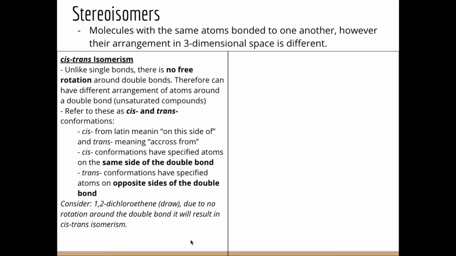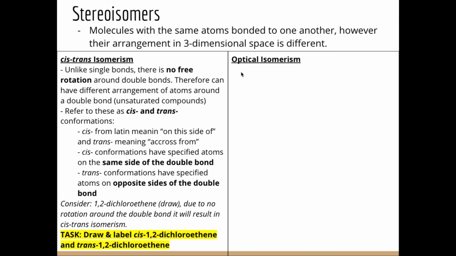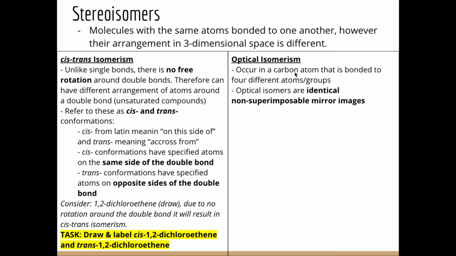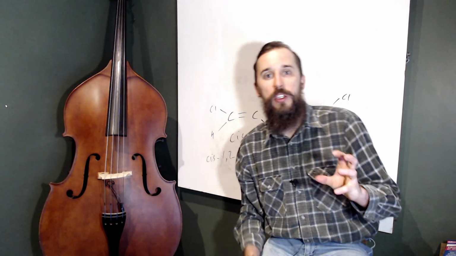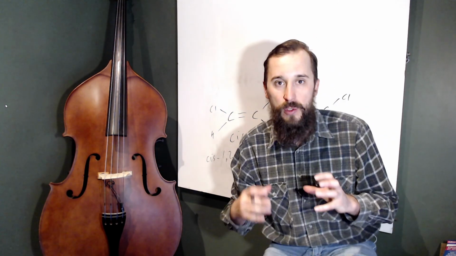So stereoisomerism: the same atoms bond to one another, but in a different three-dimensional arrangement. Now our last kind is what is called optical isomerism. This occurs only in a carbon atom that is bonded to 4 different atoms or groups. That means the carbon needs to be sp3 hybridized, with all sigma bonds to 4 different atoms or groups.